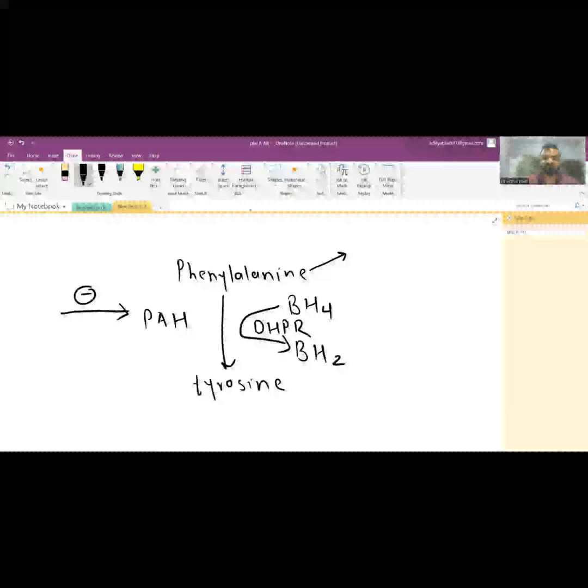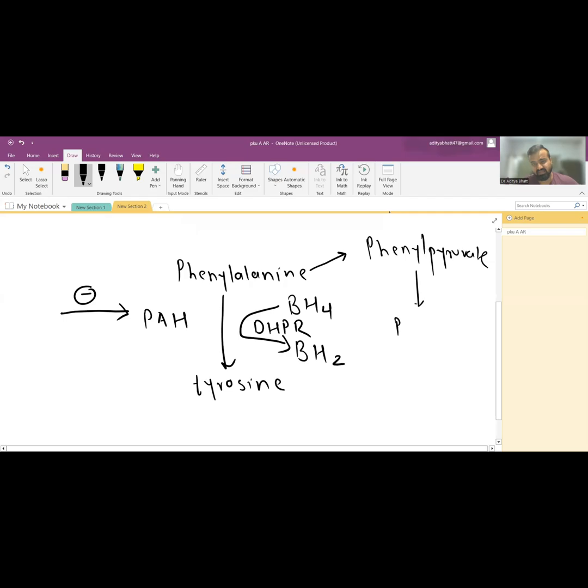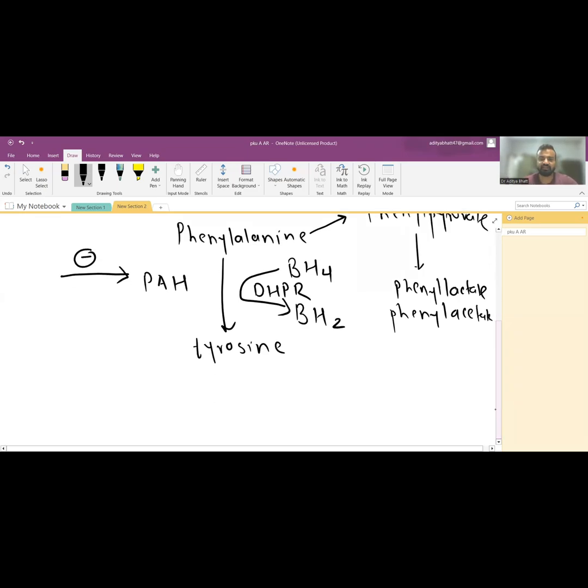So due to that, this phenylalanine will be converted into phenylpyruvate, which is further converted into phenyllactate and phenylacetate. And this is the reason for the mousy odor. Okay, phenylacetate.